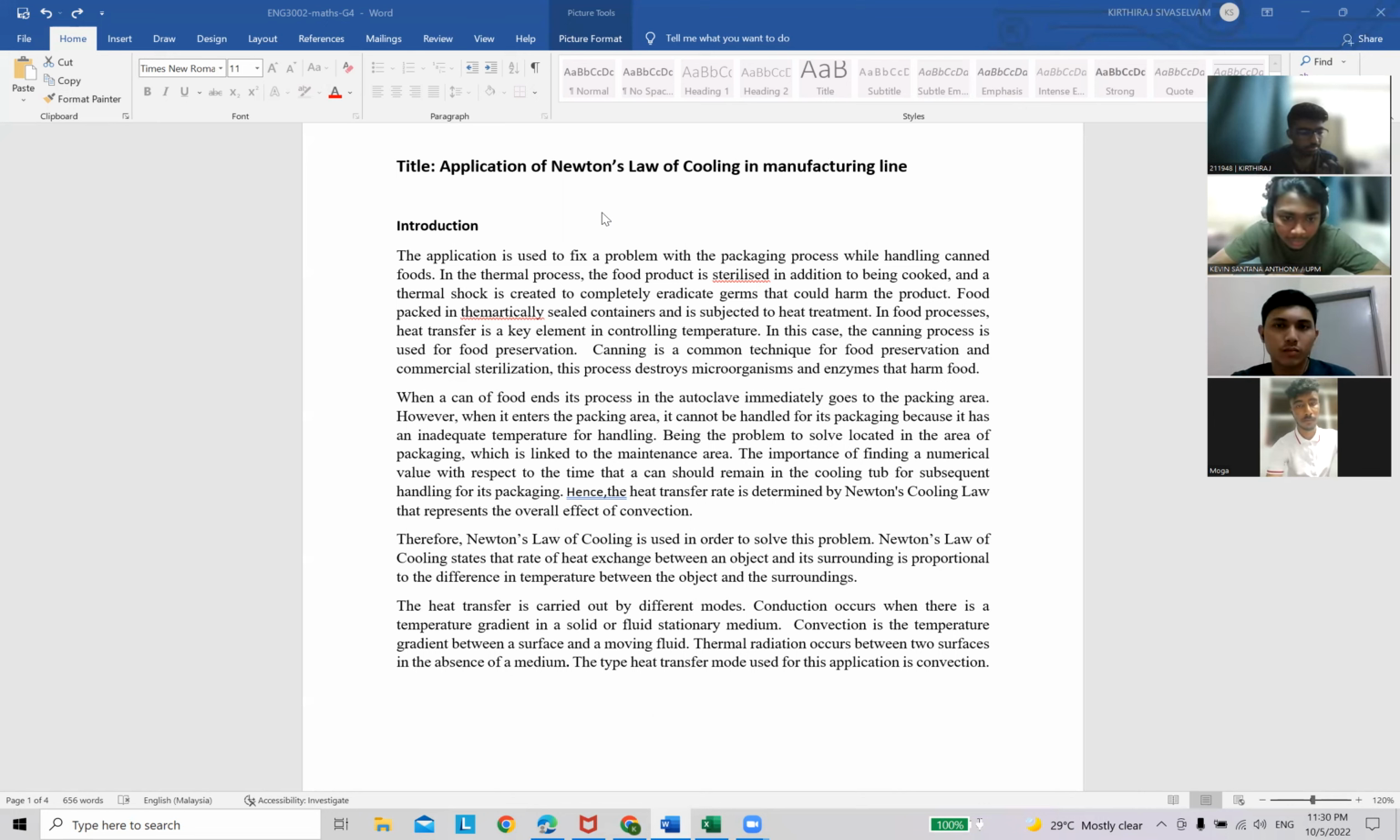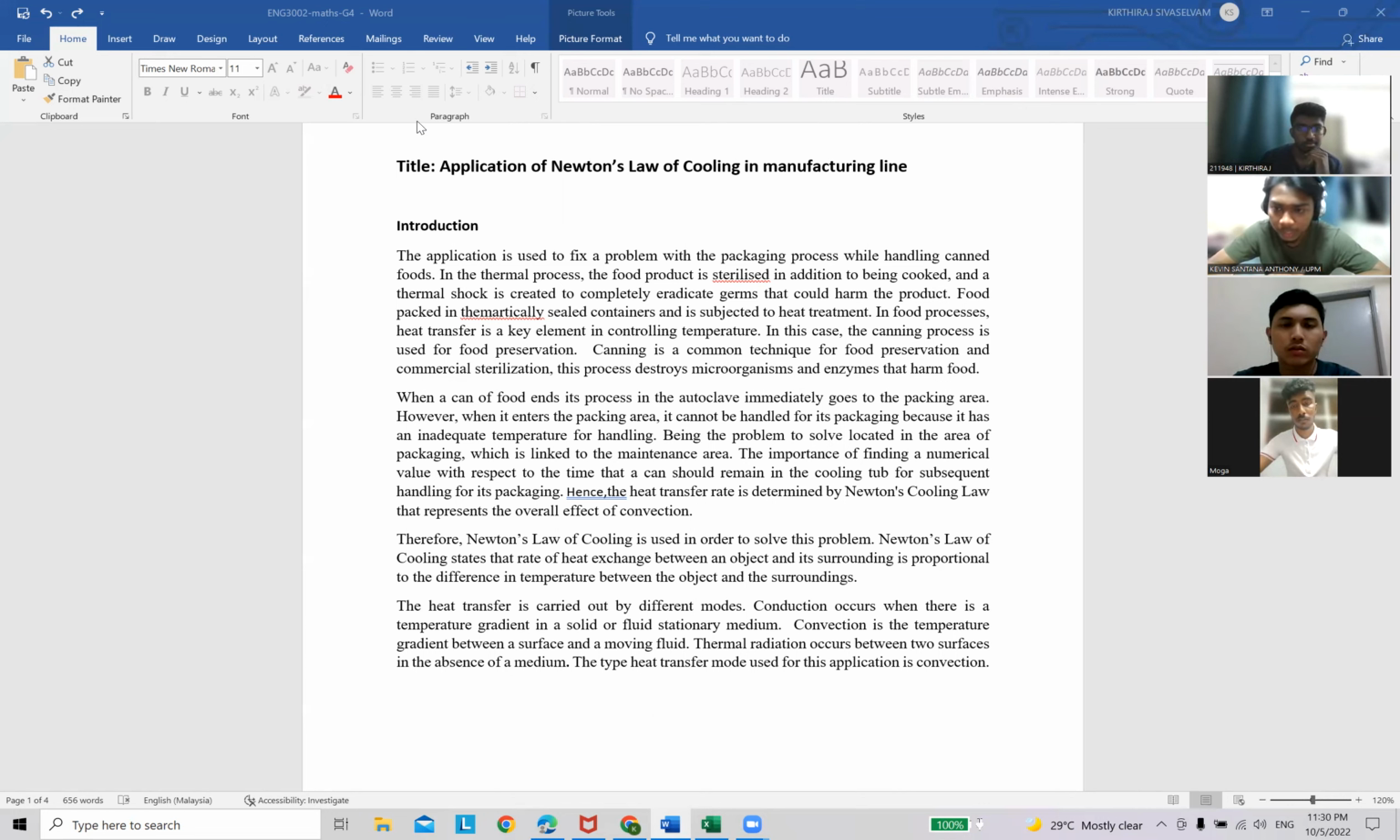Newton's law of cooling states that the rate of heat exchange between an object and its surroundings is proportional to the difference in temperature between the object and the surroundings. The heat transfer is carried out by different modes. Conduction occurs when there is a temperature gradient in a solid or fluid stationary medium. Convection is the temperature gradient between a surface and a moving fluid. Thermal radiation occurs between two surfaces in the absence of a medium. The heat transfer mode used for this application is convection. So yeah, that's all from me. Next.